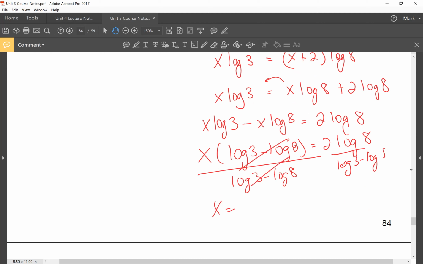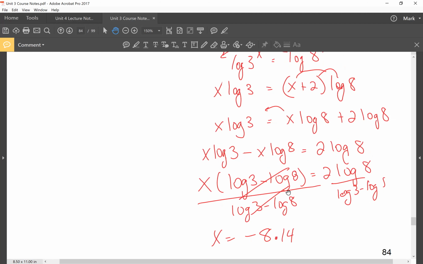Now I put this in on my calculator. So I'm going to use brackets. I'm going to say 2 times log 8, divided by brackets. Make sure you use brackets. Log 3 minus log 5. And I get my answer, negative 8.14. Whew, that was a tough one.